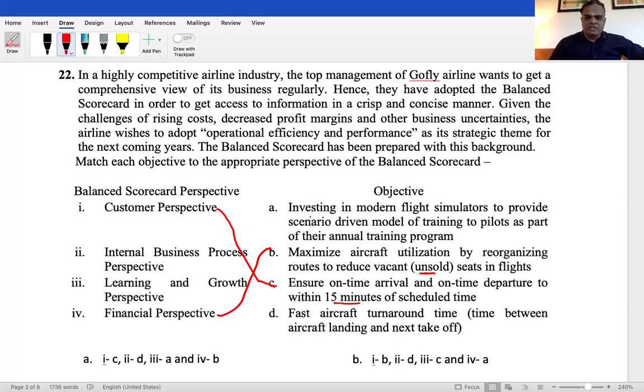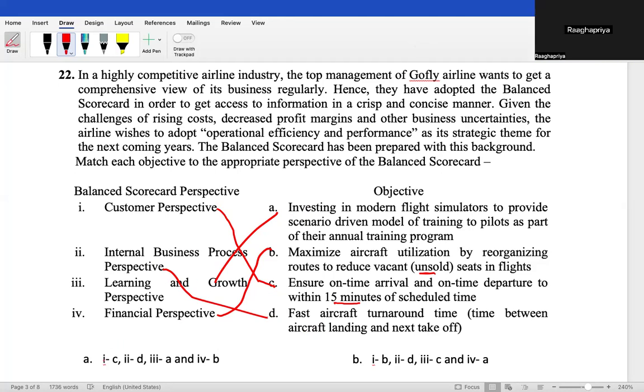Then the first, read it out. Investing in modern simulators to provide scenario-driven models to train pilots as part of their annual training program. Annual training. Okay. That comes under the learning and growth perspective. Good. Fast aircraft turnaround time. Turnaround time. Internal business process. Internal business. Good. So 1C, 2D, 3A, 4B. Option A, option B, option A. Good.